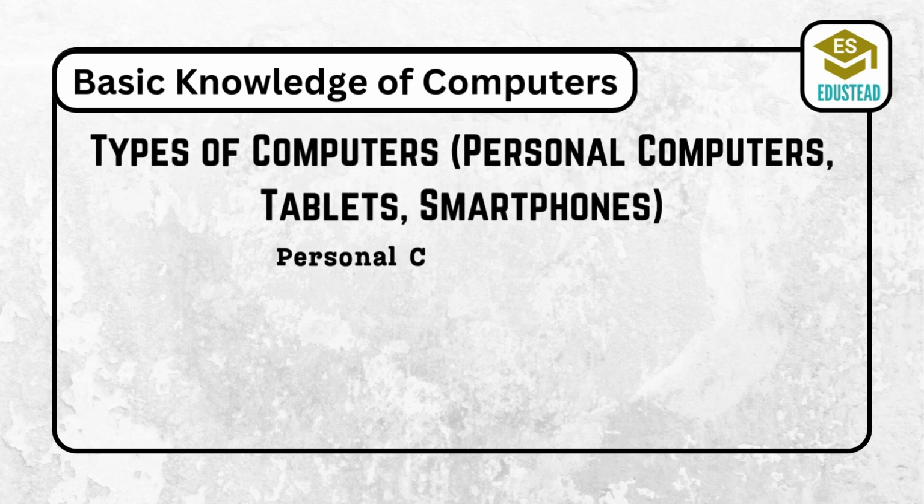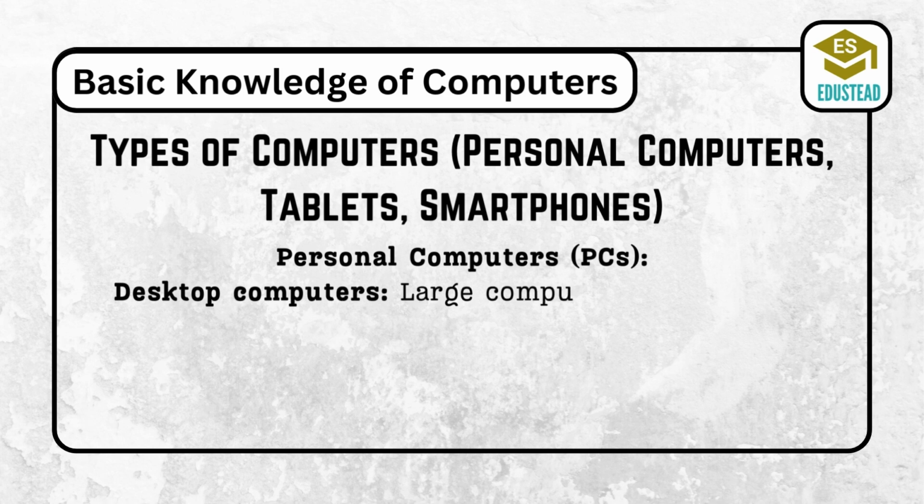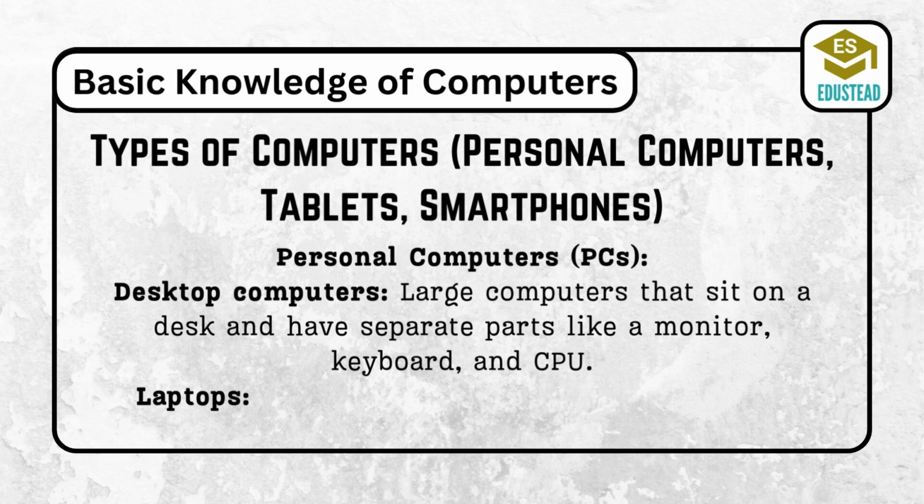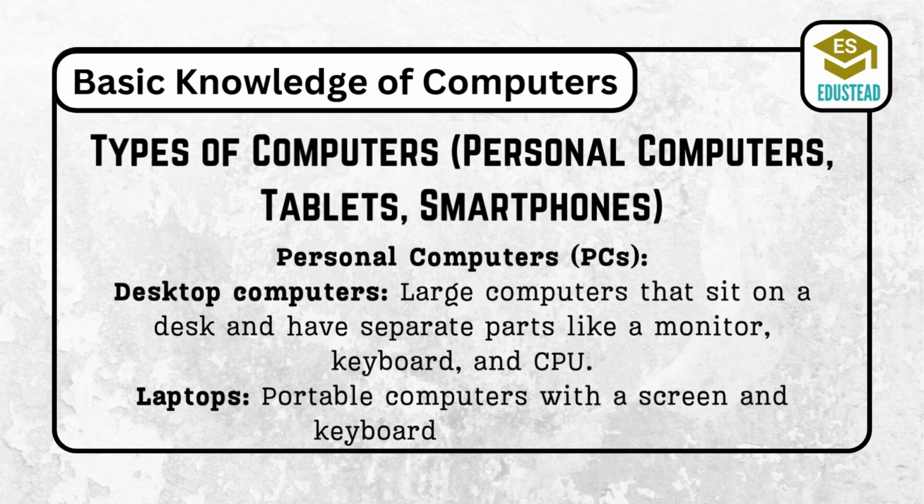We are starting types of computers. Let's start with personal computers, PCs. In the PCs, large computers that sit on a desk and have separate parts like a monitor, keyboard, and CPU are known as desktop computers. And portable computers with a screen and keyboard in one unit are known as laptops.